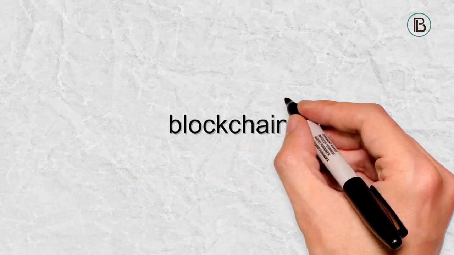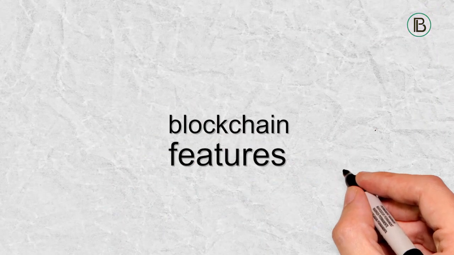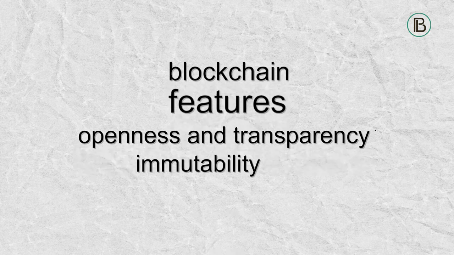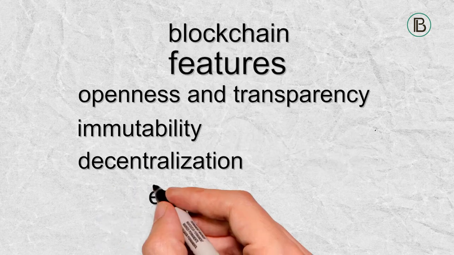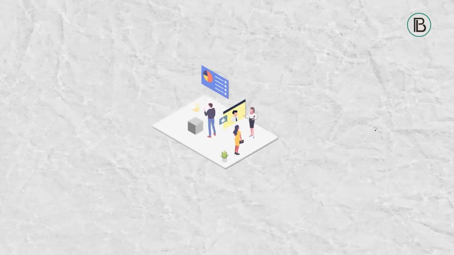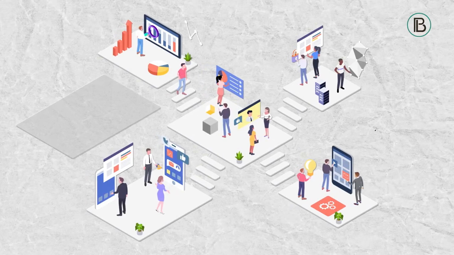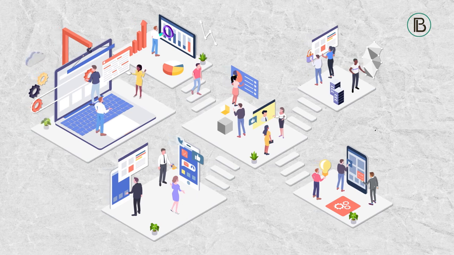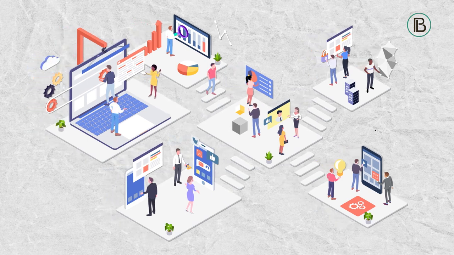Considering blockchain, we mean such features as openness and transparency, immutability, decentralization, equal rights for all participants. By the way, the concept of blockchain was described back in 1991 by a group of scientists and was originally designed to mark up digital documents.